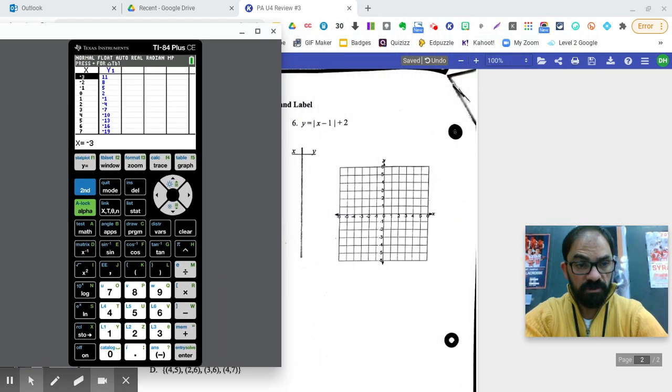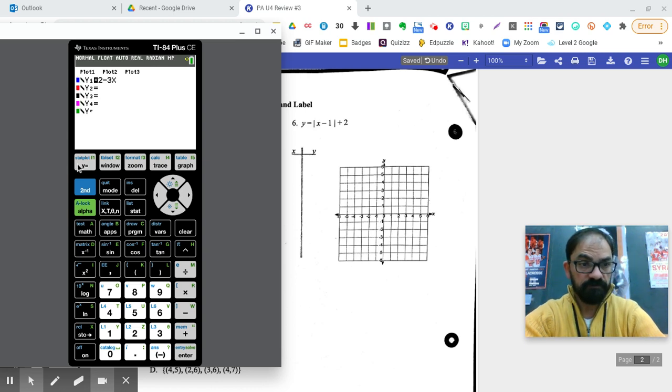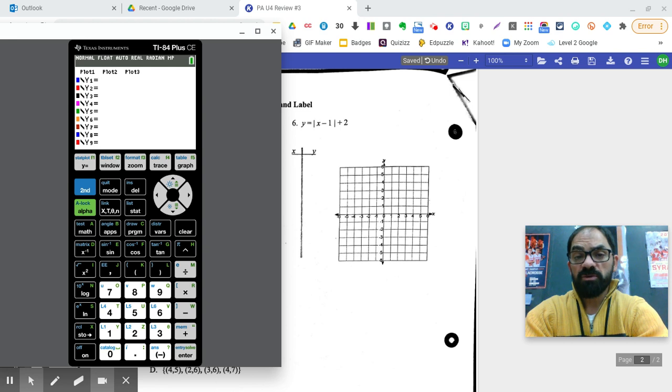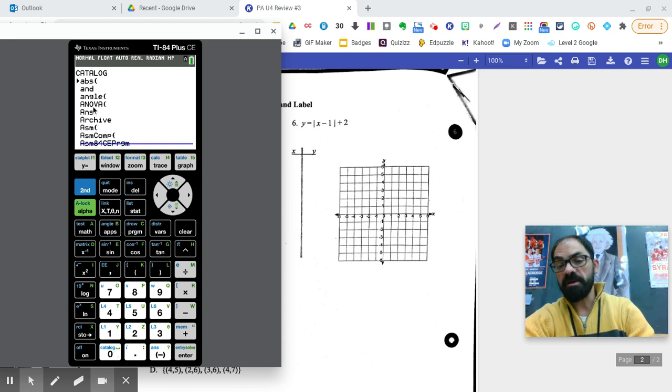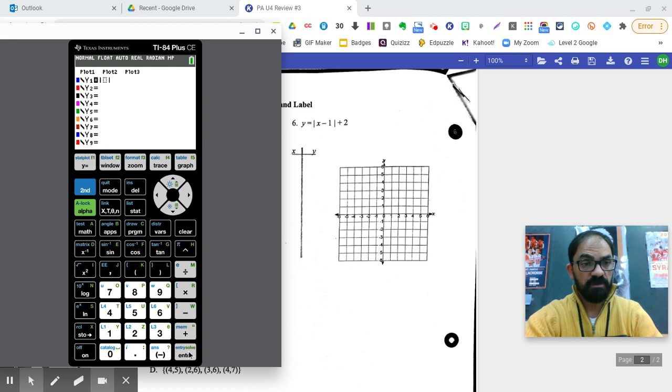Over here, let's go back into y equals. Clear out what's in there. It says y equals absolute value of x minus 1 and then plus 2. So let's see, where do I find that absolute value? Second 0. It's in the catalog. It's the first thing that pops up. ABS stands for absolute value in this case.